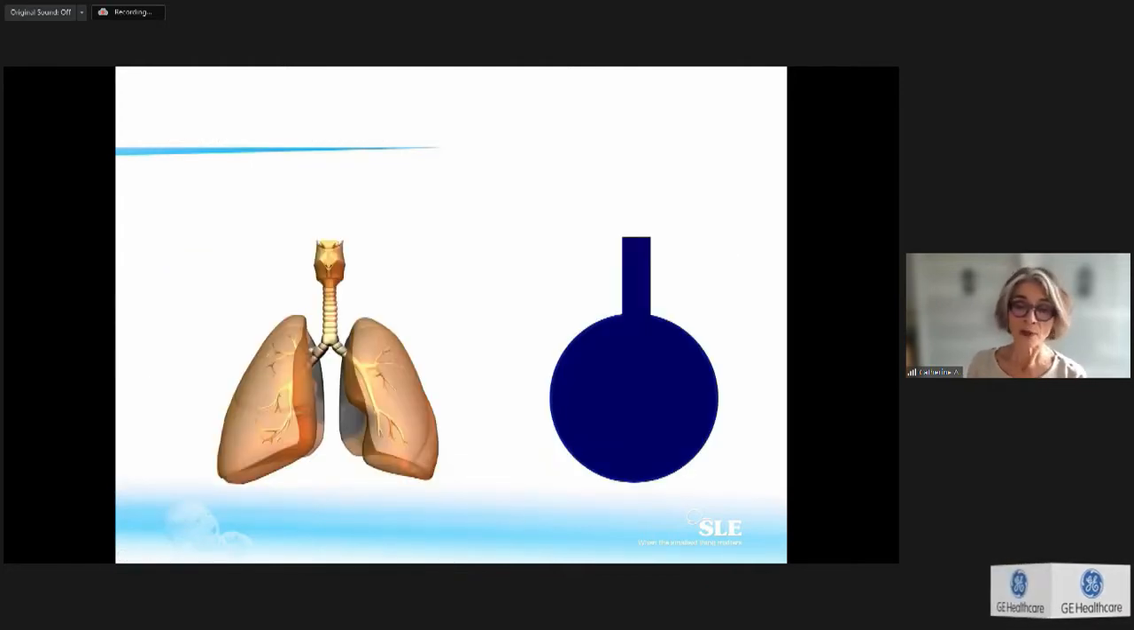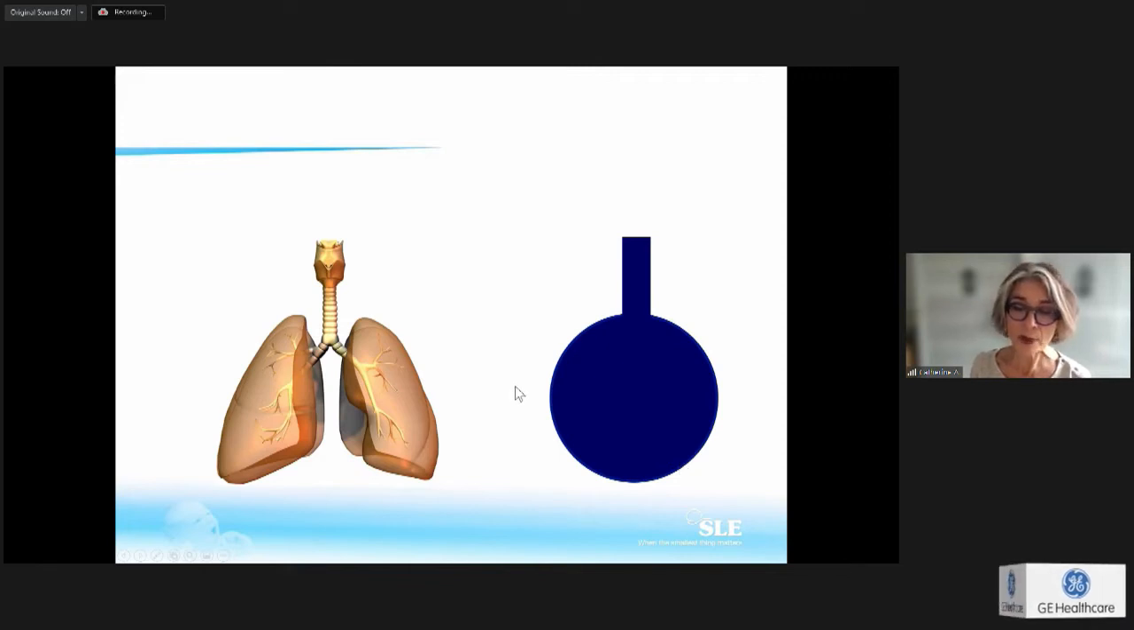To be a little bit simplistic, we can consider that the lung will behave a little bit like a balloon with a tube. To inflate your balloon, you will blow into the tube, and the balloon will inflate.